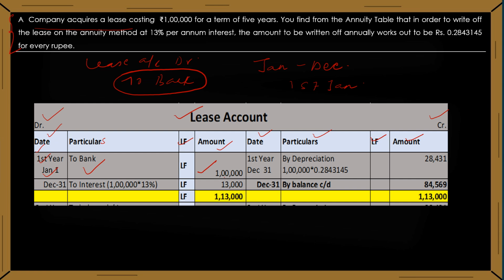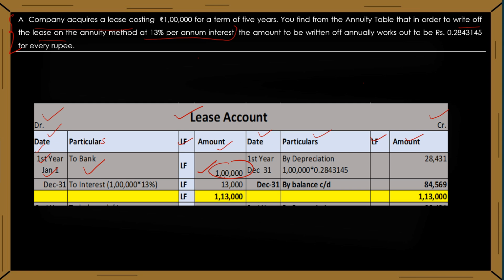Next, the entry is to be passed for interest. Okay, interest is usually charged on the opening balance. Okay, here in the question, what is the opening balance? The opening balance is 1 lakh. And see the question, to write off the lease on the annuity method at 13% per annum interest. So that is the interest rate which we are going to take. Interest is usually charged at the end of the year. So we take December 31 and the entry for interest is lease account debit to interest.